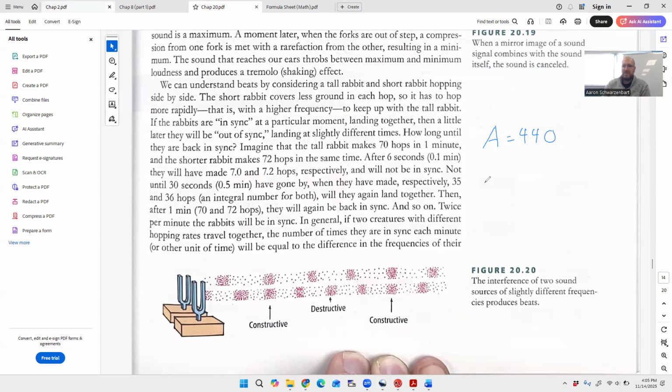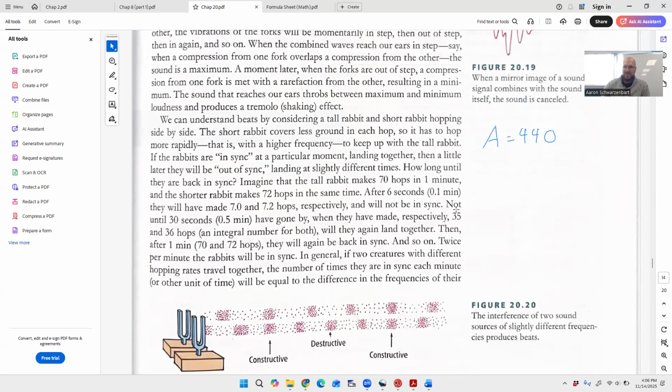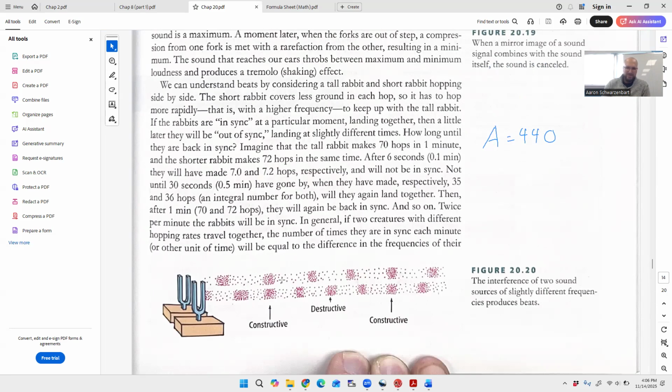Okay? Well, beats happen when we have notes of different periods. So you've got one at 440, say you've got one at 441. That means the period is slightly shorter for 441, because this is a frequency, not a period. What happens is the waves build together. When we get constructive interference, the wave gets big, you just add them together.